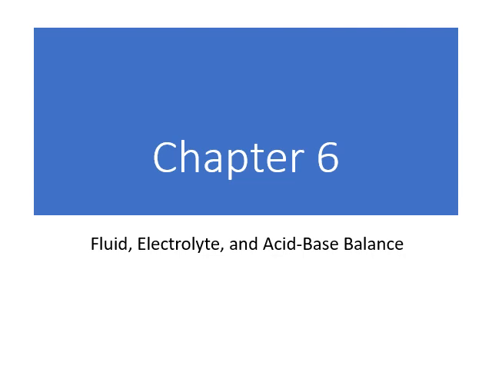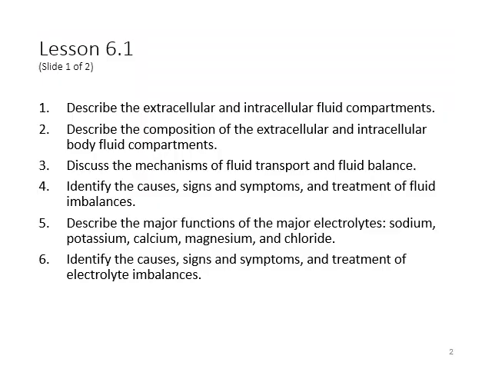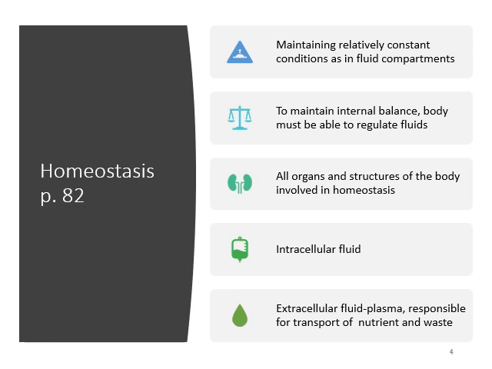Very, very important. So homeostasis, starting on page 82. So 50 to 60% of our body is composed of water. And the tendency to maintain relatively constant conditions as in the fluid compartment is called homeostasis. All the organs and structures of the body are involved in the maintenance of homeostasis or balance. Homeostasis is necessary for cells to be able to carry out their work.